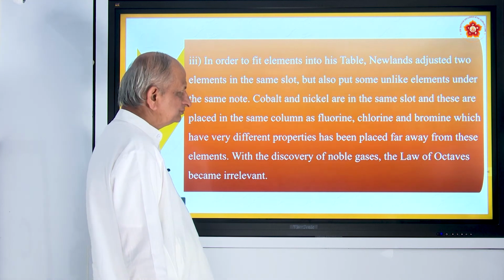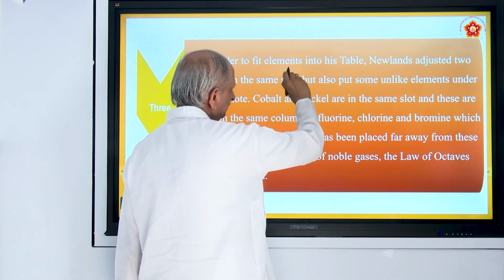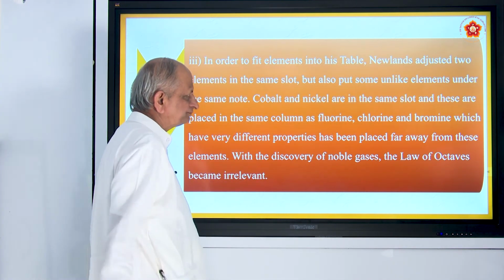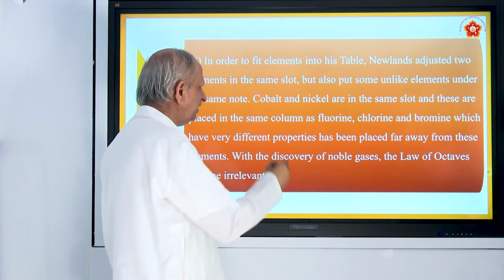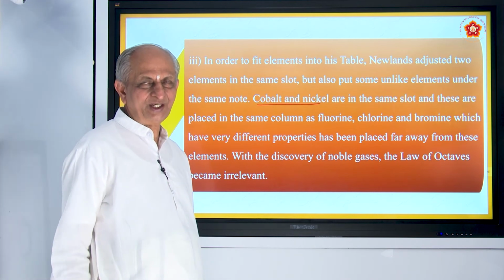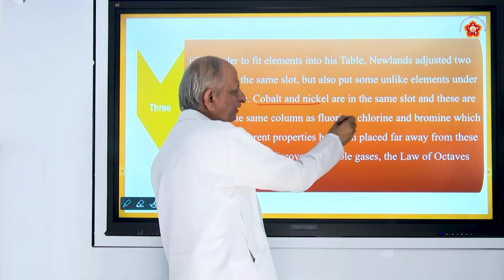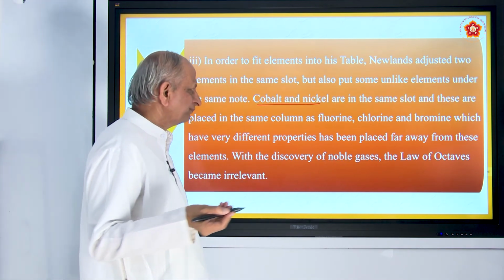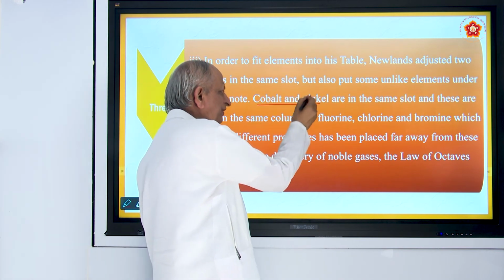So the third disadvantage or limitation is, in order to fit the elements into his table, Newland suggested two elements in the same slot, and also put some unlike elements under the same note. For example, cobalt and nickel he put in the same slot because both are metals, and then these are placed in the same column as fluorine, chlorine and bromine. So same column, but the properties did not suit properly.